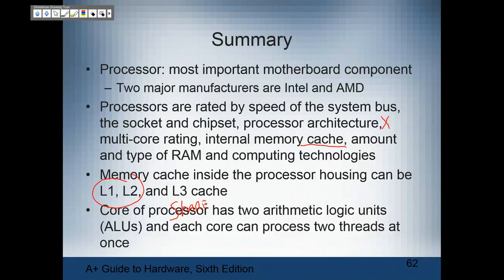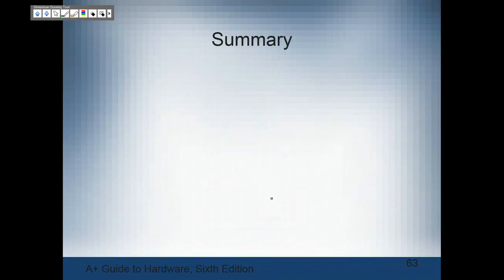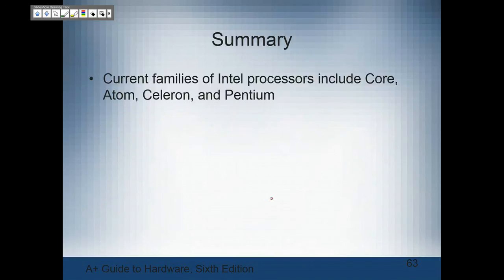Processors have all core processors. Each core of the processor has 2 arithmetic logic units, ALUs, and each core can process 2 threads at once, which means that as we go through these things, we're going to become faster and faster and faster as the architecture changes. The current ones are the Core, Atom, Celeron, and Pentium. The Atoms are kind of neat. They're not real high power, really small little systems.